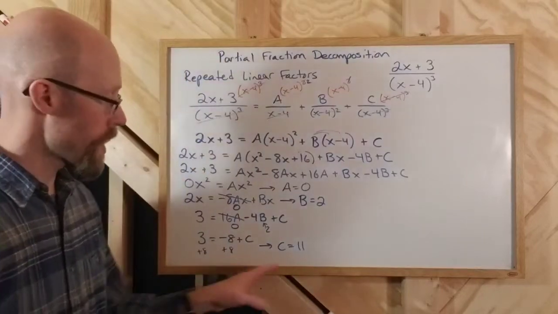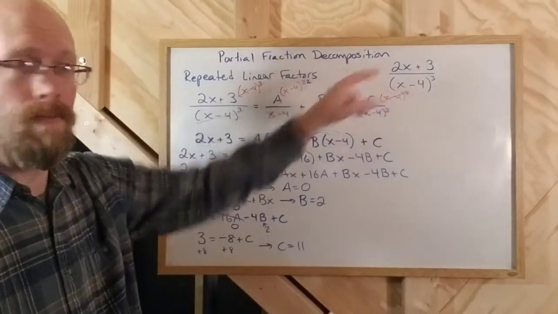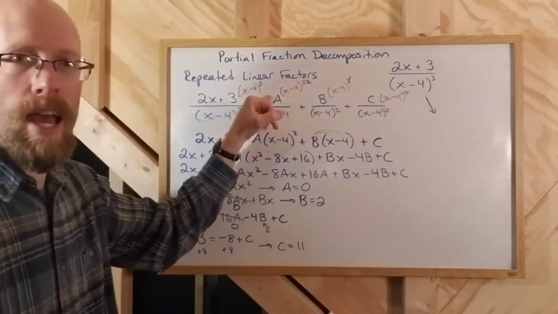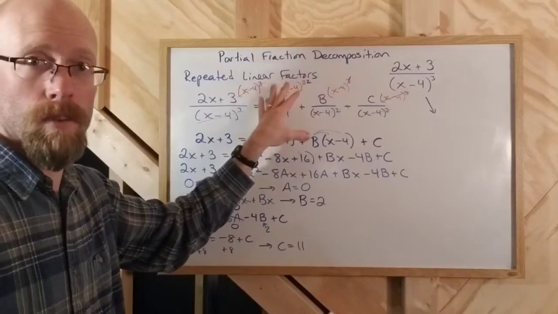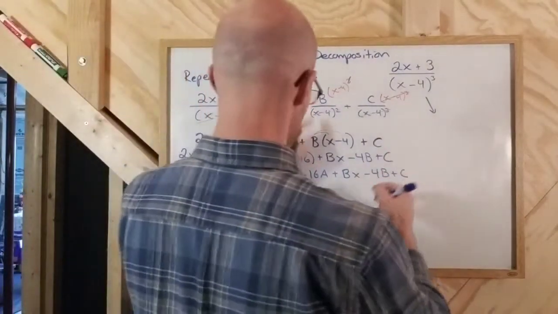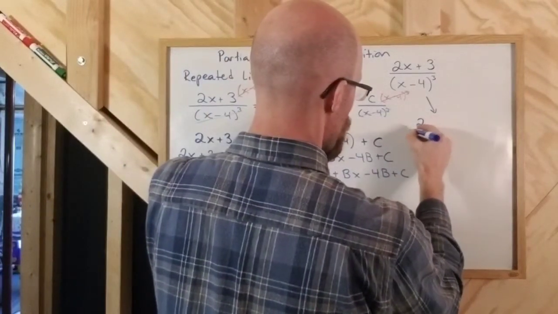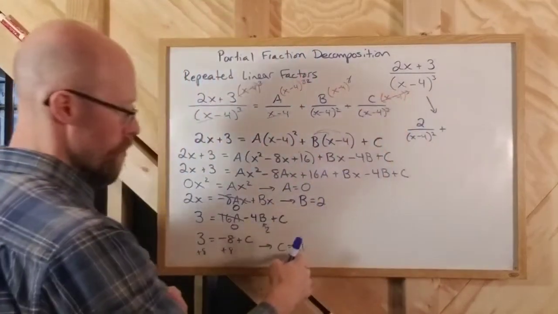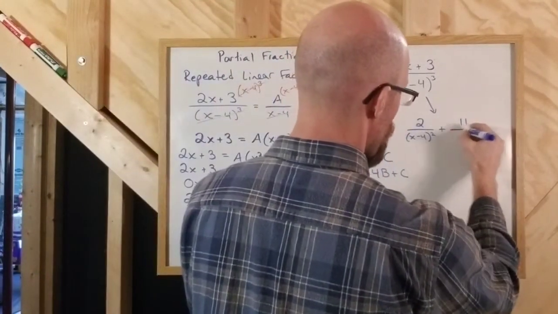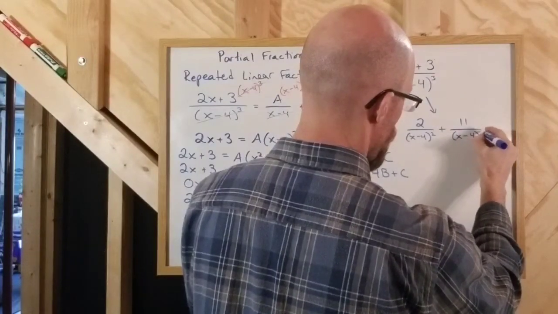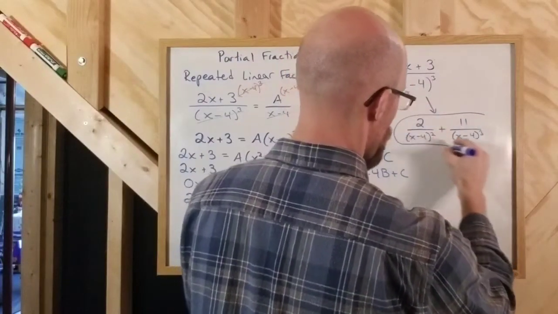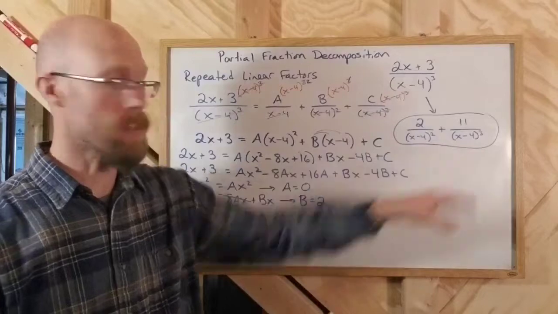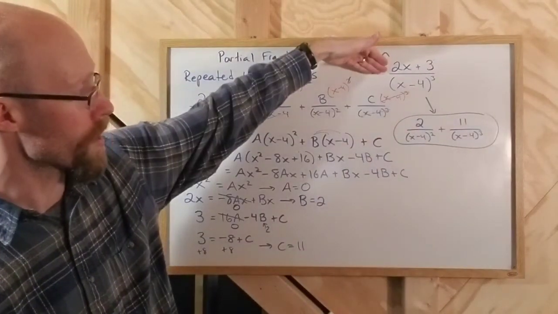Right? And so what that tells me then is that this original fraction is equal to, well, 0 in for a, I can eliminate that fraction, right? That fraction isn't necessary. The b value is 2, so it'd be 2 over x minus 4 squared plus the c value is 11, so that would be 11 over x minus 4 cubed. Final answer.